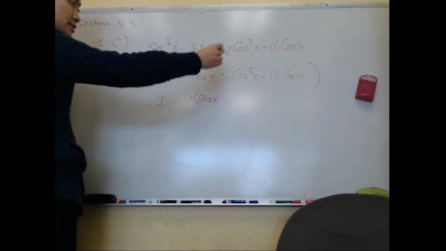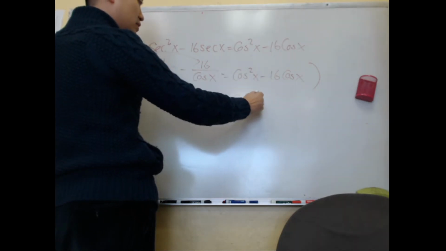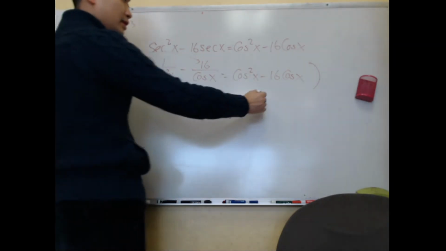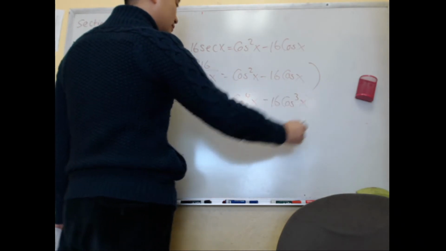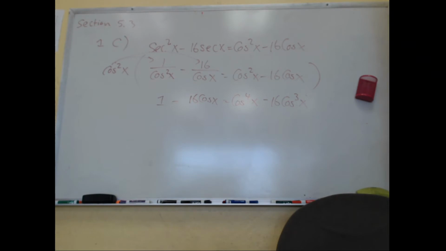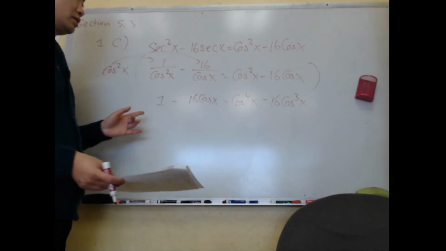And then the right hand side, we do the same thing, right? Multiply. So cosine to the 4th power of x, and then minus 16 cosine cubed x. Aren't we supposed to not work across the equal sign? Yeah, but we just want to multiply by the common denominator first, and then bring everything together.